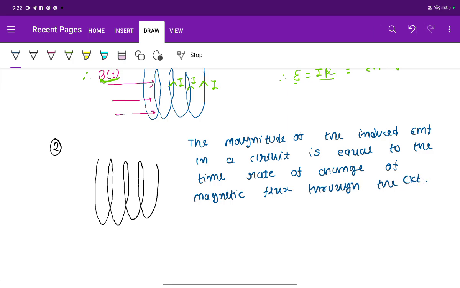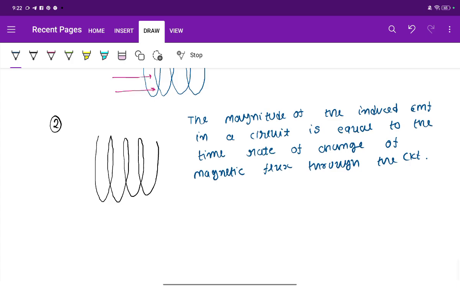So what does this mean? It means that EMF, which is dependent on time, okay, is given by differentiation of our flux, because that is what this definition is talking about. The magnitude of the induced EMF in a circuit is equal to the time rate of change of magnetic flux through the circuit.